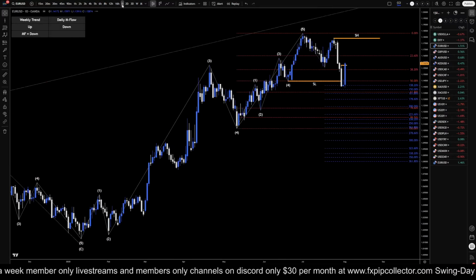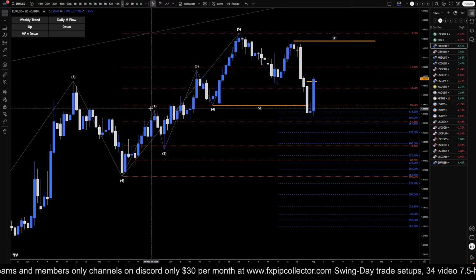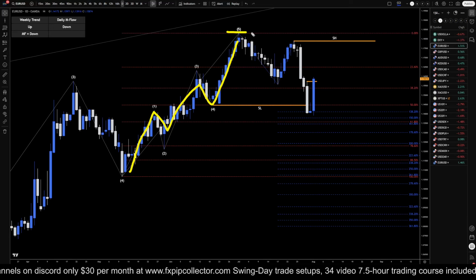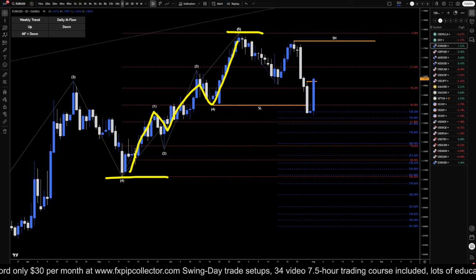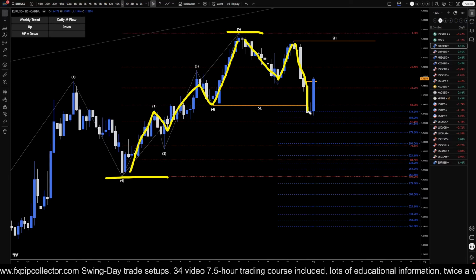So definitely keep that in mind. It's very important. Going down to the daily time frame, I've got a few things going on here. First of all, we have 5 waves up right here. Like I said, this could just be a pullback to these 5 waves. We have one wave down, one corrective wave, and another wave down.